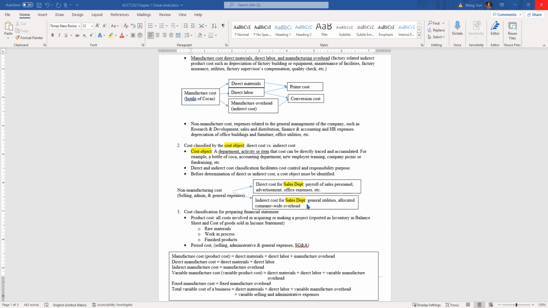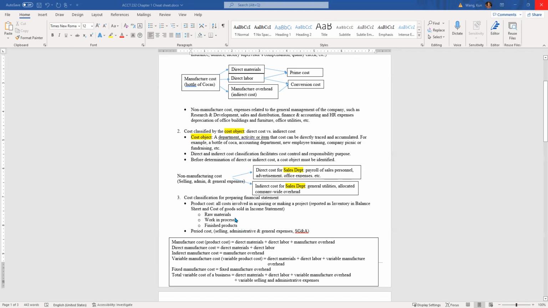You can differentiate direct and indirect cost only when you identify a cost object. We understand the reason why we have these classifications, majorly due to cost control and responsibility purposes. So when you work on a multiple choice question or some other concept type of question, before you say this item is direct or indirect cost, make sure you understand which cost object they are referring to for the classification. So that's the second way.